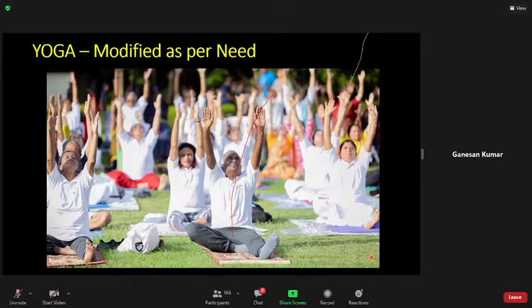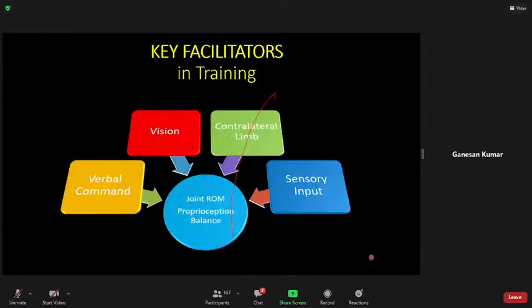This is something I always emphasize to people on their exercise program, that whenever you plan, keep in mind, first is verbal command. So what kind of command are you going to give? Vision, whether the person is going to have a spotter. That means somebody is going to watch him and tell him, okay, this is how you need to keep your feet. This is how you need to move. This is your foot position.